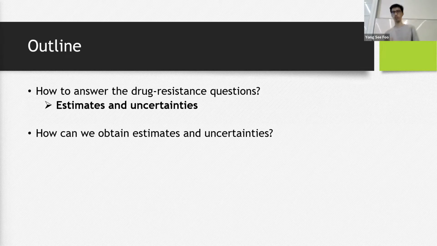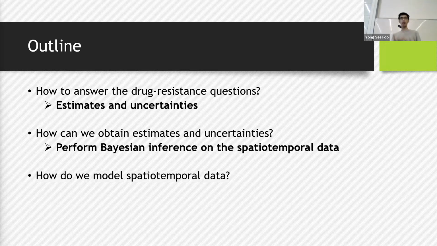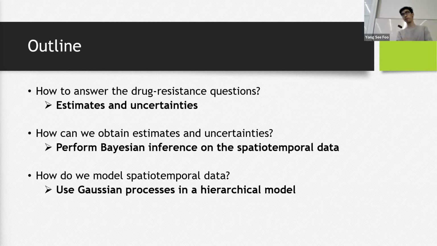The next natural question would be, how do you obtain estimates and uncertainties? And the way we're going to do it is to use Bayesian inference, and in particular on the spatial temporal data. And lastly, how do you handle this spatial temporal data? Again, there's a lot of methods, but the method I'm looking at is something called Gaussian processes, and we'll see how they fit into a Bayesian hierarchical model. So those are the 3 things. The first 2 probably will go by quickly, and the last bit will take me a bit longer to explain.